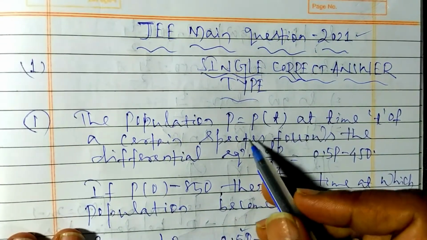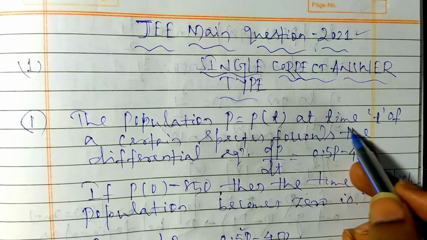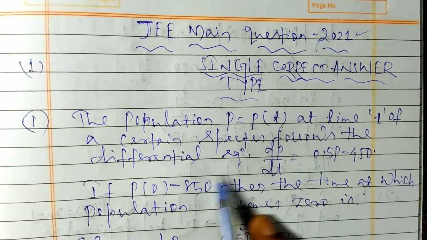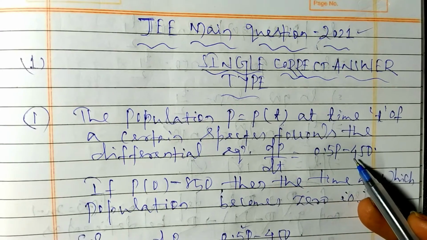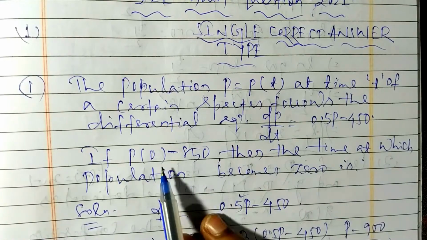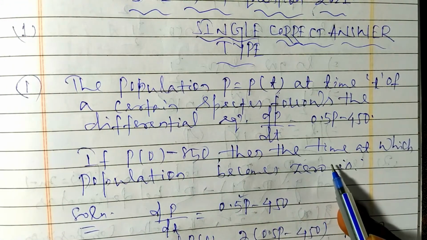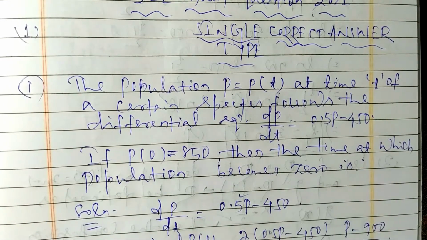The population P equals P of t at time t of a certain species follows the differential equation dP/dt = 0.5P - 450. If P0 = 850, then find the time at which the population becomes 0.